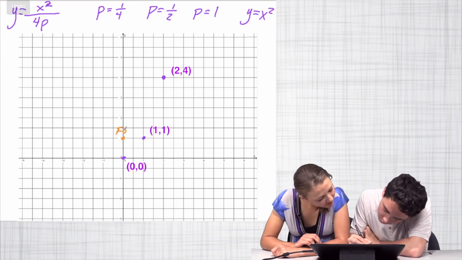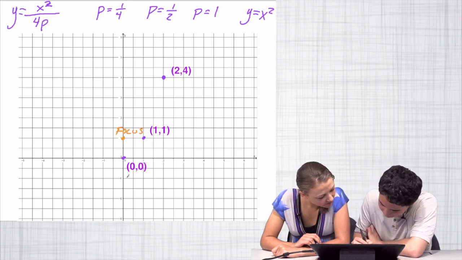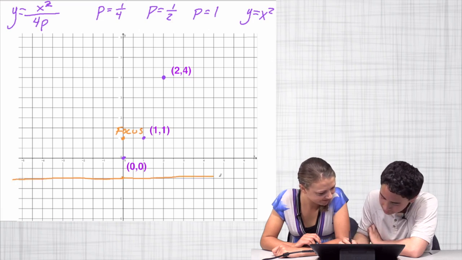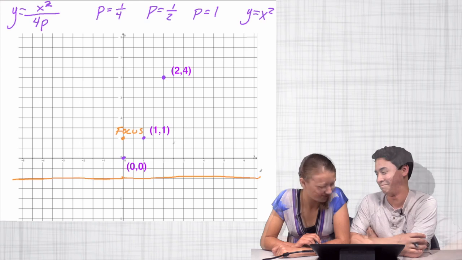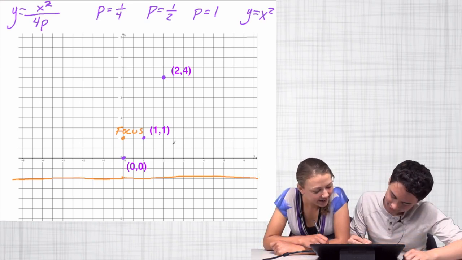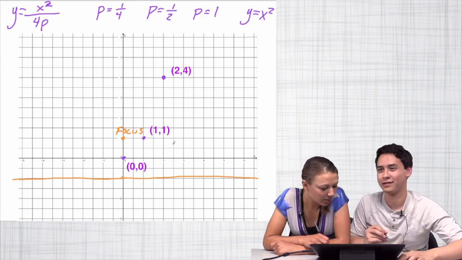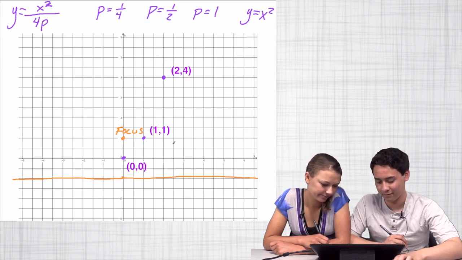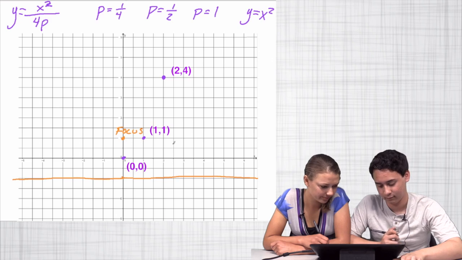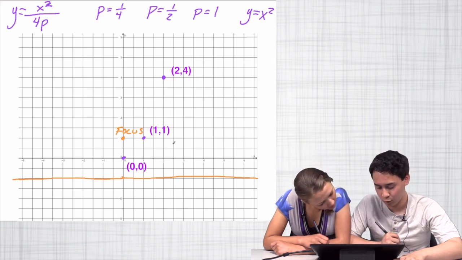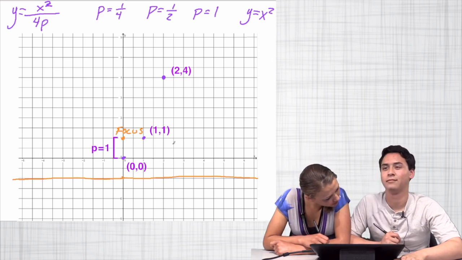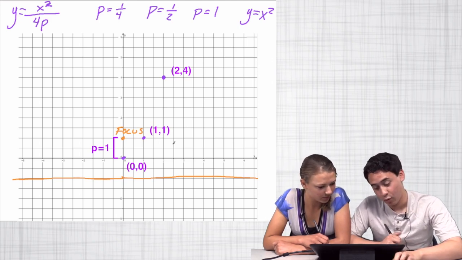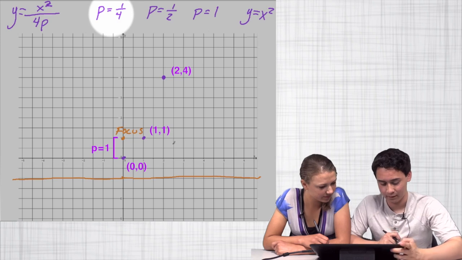Why is it 1? I don't know. But what was your thinking? Because that's like a general place to put it. A nice value to work on. Yeah. If the focus were there, what would the p-value be? 1. And what p-value are we working with in this particular problem? 1/4. Can you adjust your focus then?